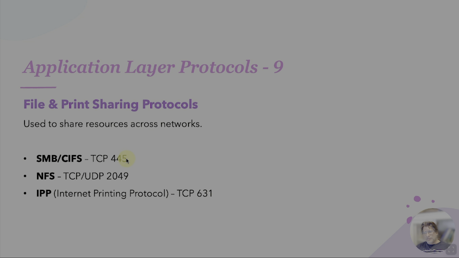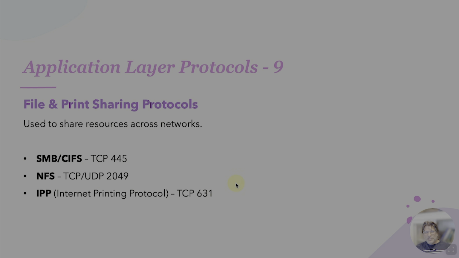On the other hand, if you leave this open, then this brings in the possibility of a worm in your systems, traversing or trying to attack every other system in the network. So you need to make a decision on that. Then there is the NFS, which is the Network File System, TCP/UDP 2049. Then there is the Internet Printing Protocol, TCP 631.